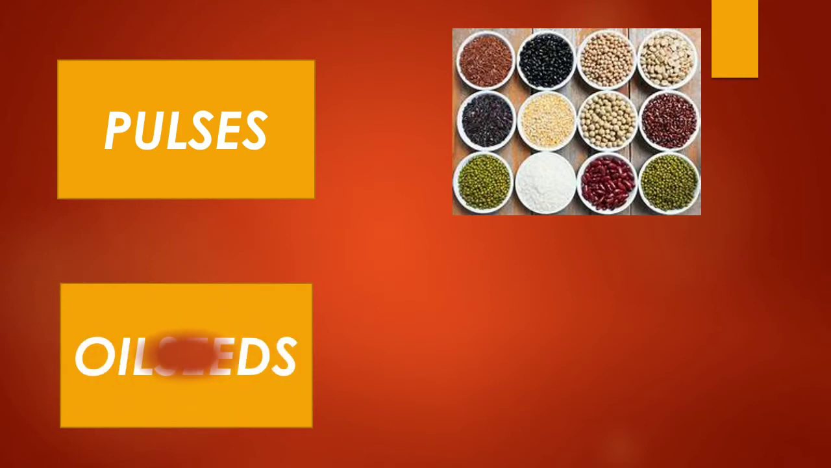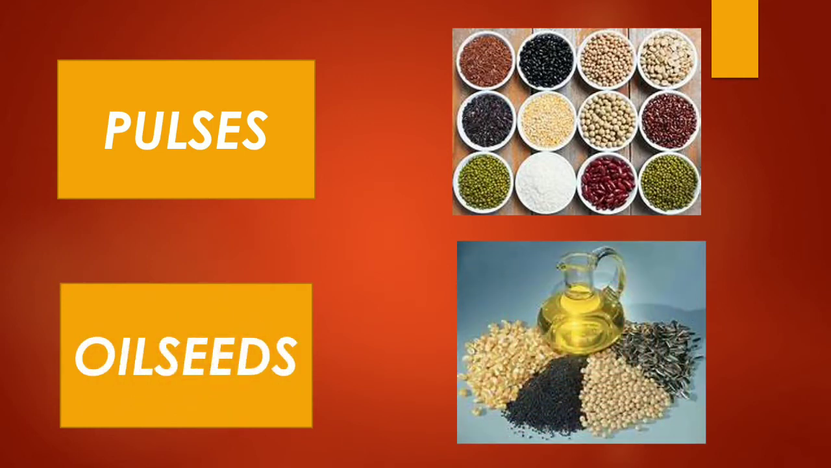Oil seeds are seeds from which oil can be extracted. The seeds are crushed to obtain oil for human consumption and other reasons. Oil seeds include mustard, groundnut and linseed. They are grown in large quantities in several states of India.